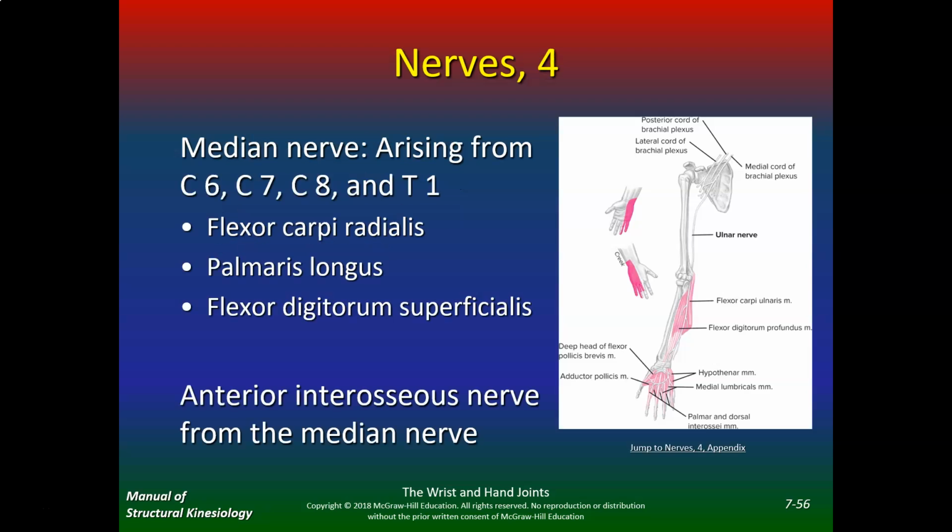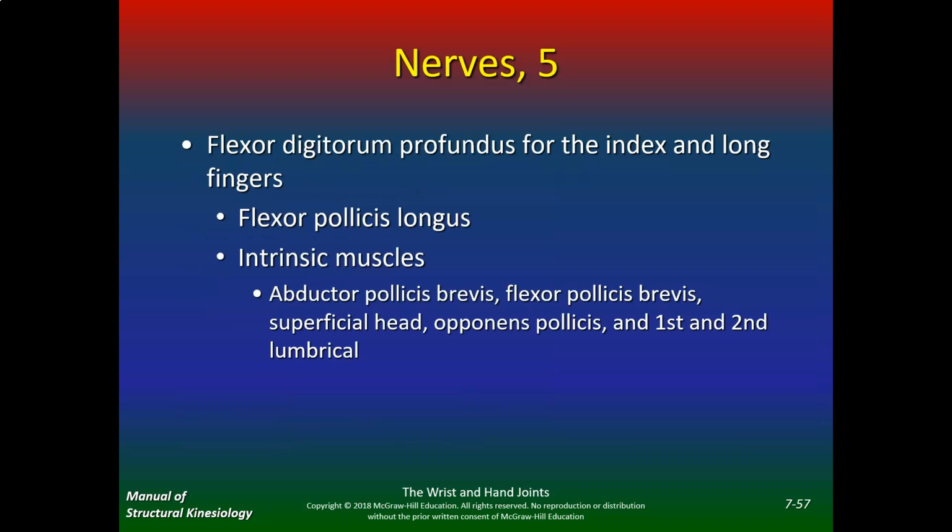Pollicis means thumb, again. The median nerve, arising from C6, 7, 8, and T1, you've got Flexor Carpi Radialis, Palmaris Longus, and Flexor Digitorum Superficialis. The AIN, which is the anterior interosseous nerve, from the median nerve: Flexor Digitorum Profundus for the index and long fingers, Flexor Pollicis Longus. Intrinsic muscles: Abductor Pollicis Brevis, Flexor Pollicis Brevis, superficial head, Opponens Pollicis, and first and second lumbricals.